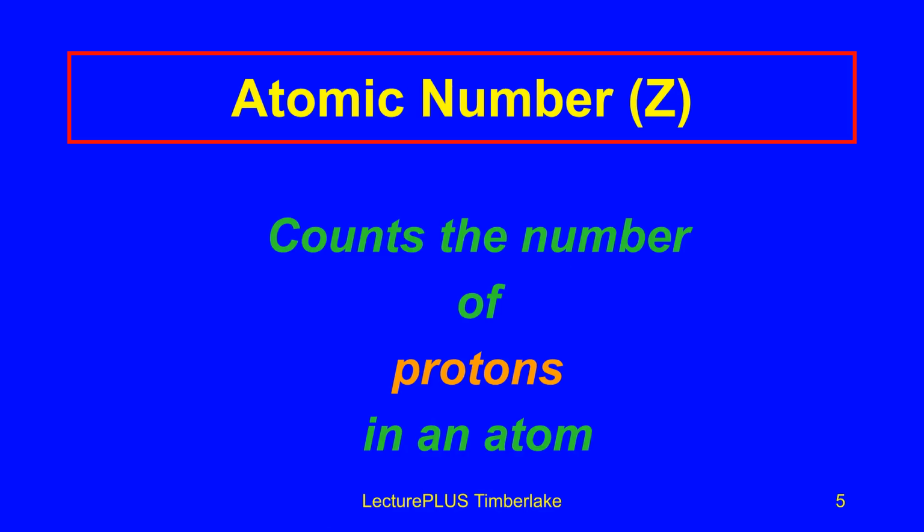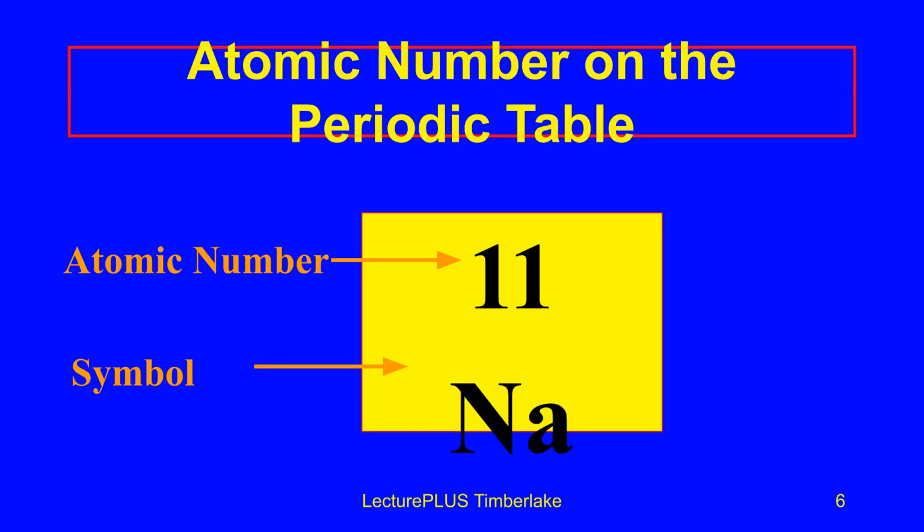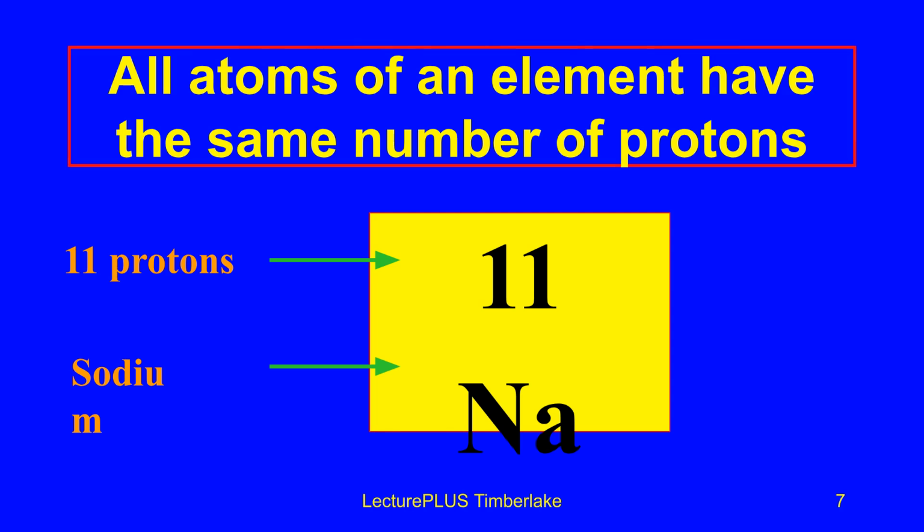The atomic number, denoted by Z, is a fundamental property of an atom. It represents the exact number of protons found within an atom's nucleus. On the periodic table, the atomic number is typically displayed above the element symbol. For instance, 11 represents the atomic number for sodium, Na. A key principle is that all atoms of a specific element share the same number of protons. For example, every sodium atom will always have 11 protons.